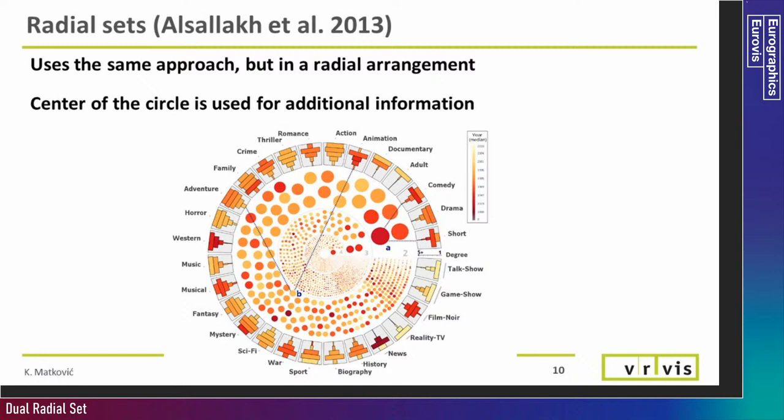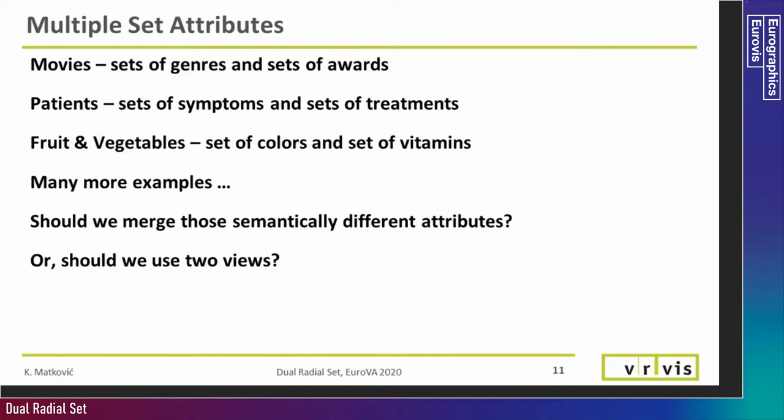And they use the area in the middle to depict additional information. So now you can say, okay, but movies do have sets of genres, it's clear. But at the same time, they can have a set of awards. The patients can have sets of symptoms, but they can also have a set of treatments.